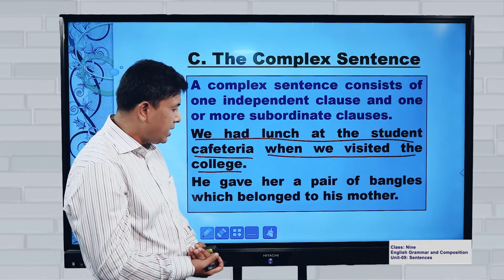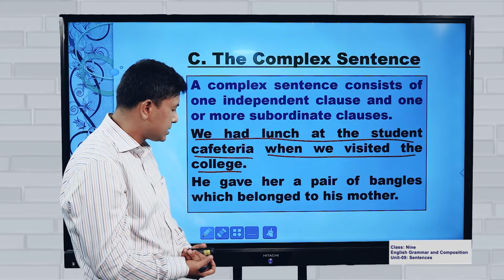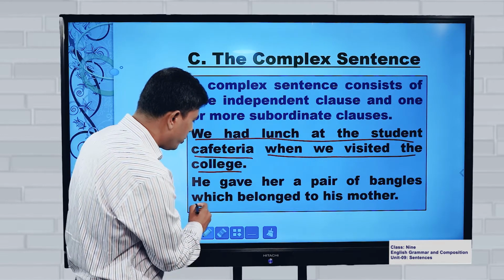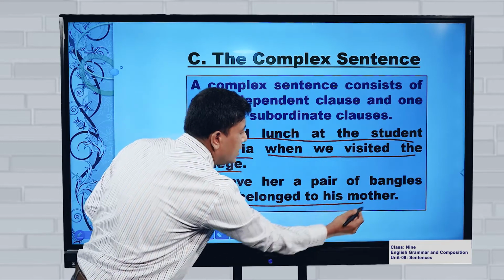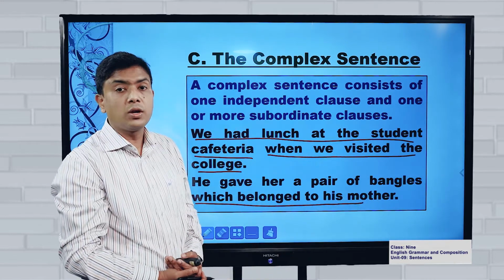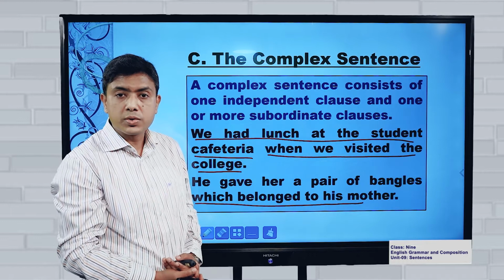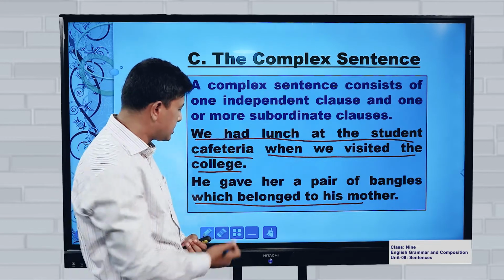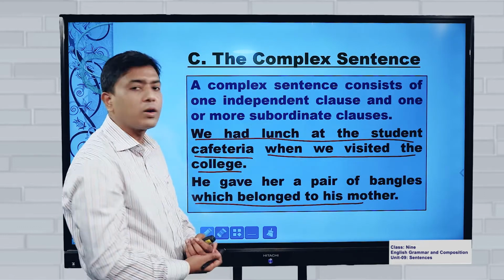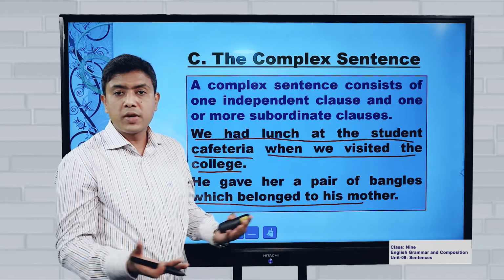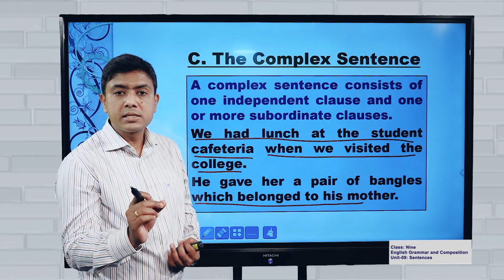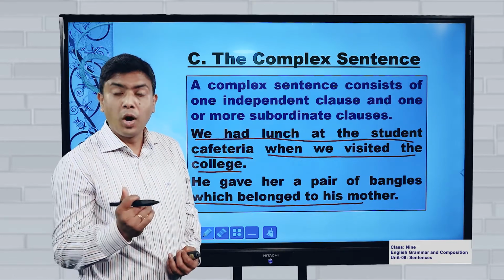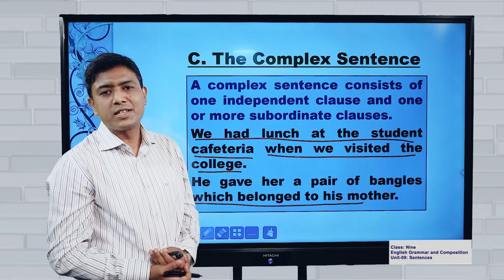Second example, he gave her a pair of bangles which belonged to his mother. Here, which belonged to his mother is the subordinate clause. And what is the independent one? The independent clause is he gave her a pair of bangles. So, it is very simple. The complex sentence consists of one independent clause and one or more than one dependent clauses.